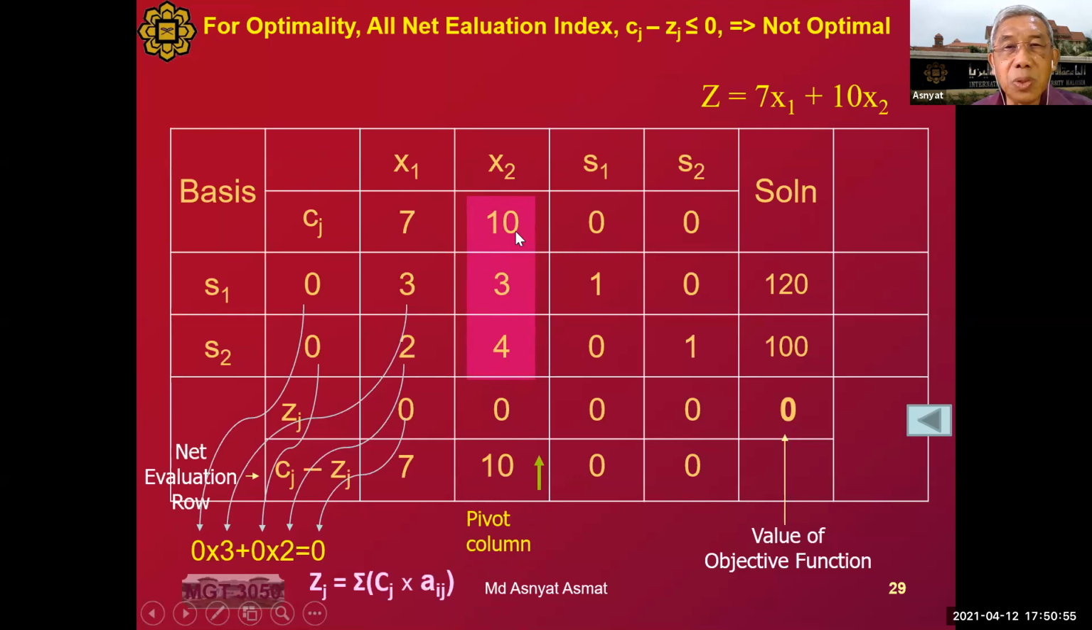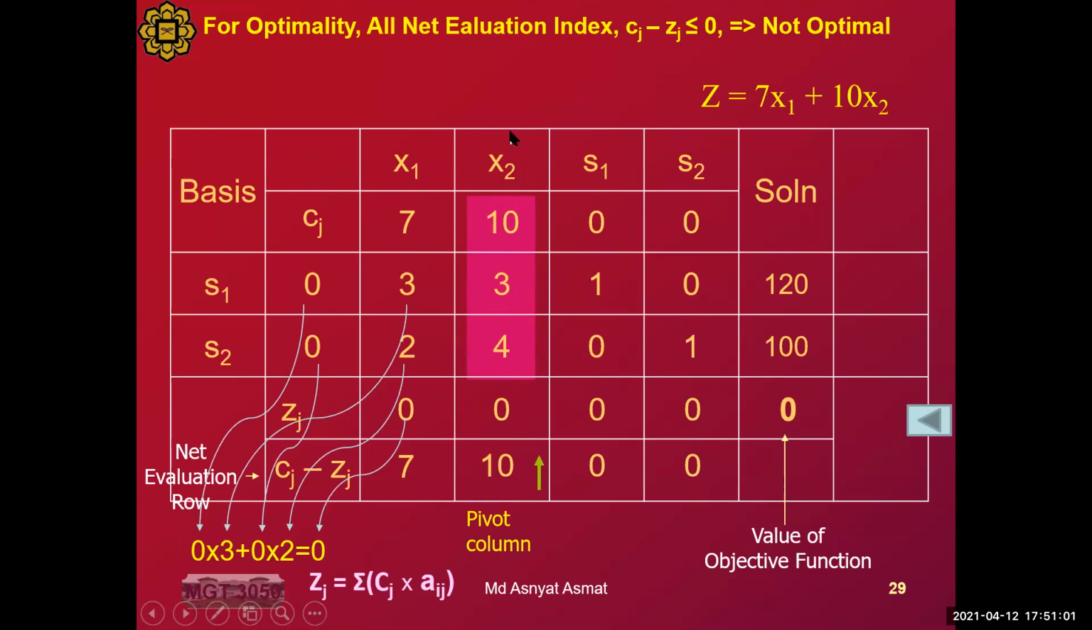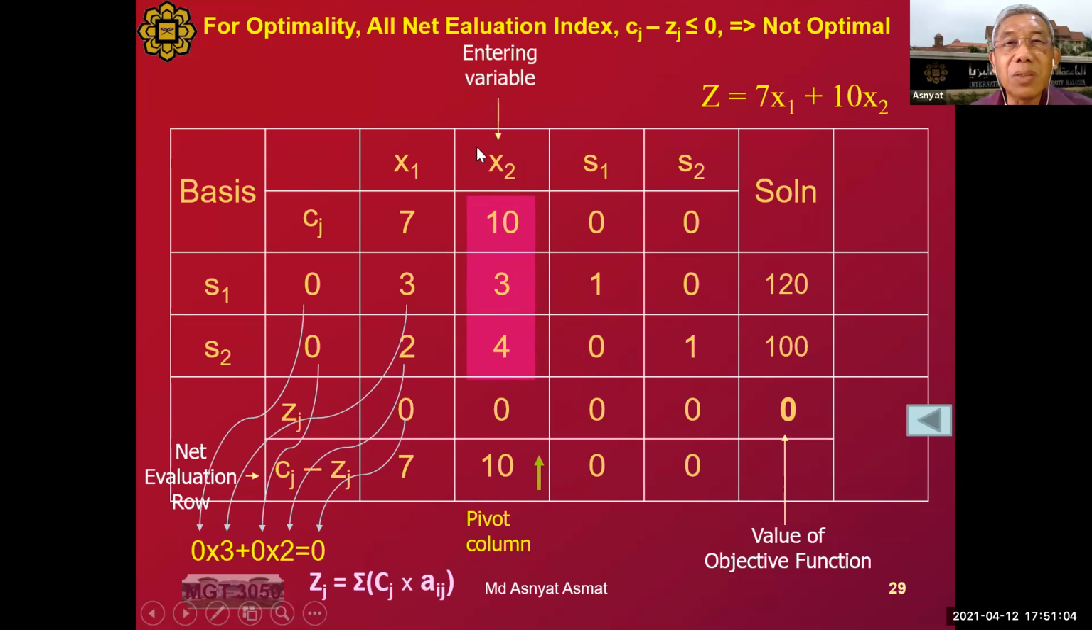This pivot column corresponds to which variable? X2. This X2, we refer to as the entering variable. Enter what? Where to enter? It will enter this basis column. X2 will enter the basis column. But how? This is occupied. So one of these has to leave, has to vacate this apartment, this basis.